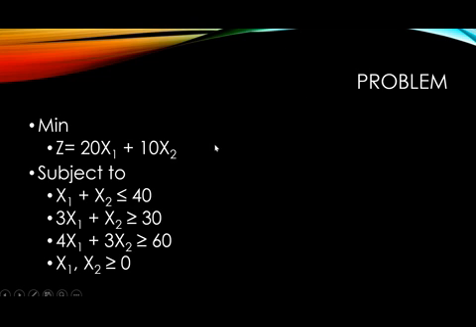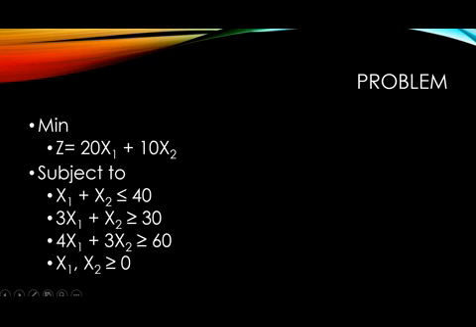So the problem that I consider is: minimize z equals 20x1 plus 10x2, subject to x1 plus x2 less than or equal to 40, 3x1 plus 3x2 greater than or equal to 30, 4x1 plus 3x2 greater than or equal to 60, x1, x2 greater than or equal to 0.